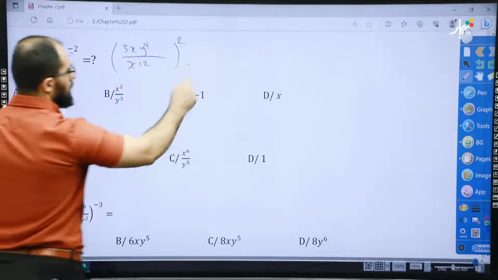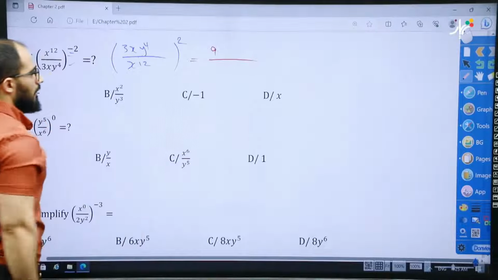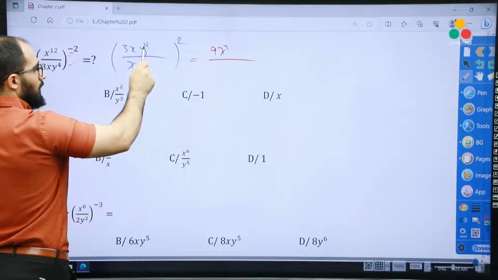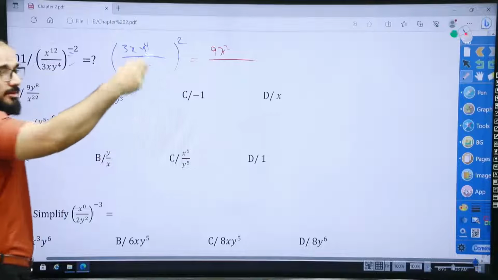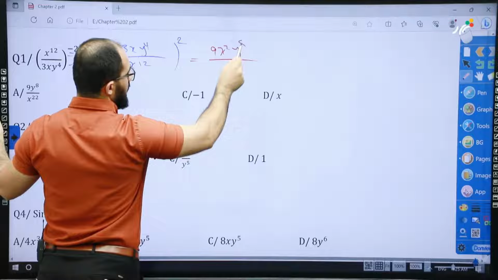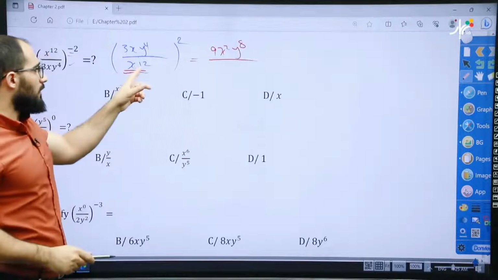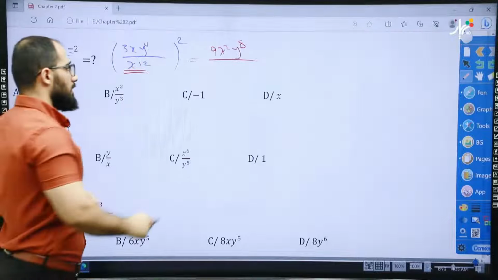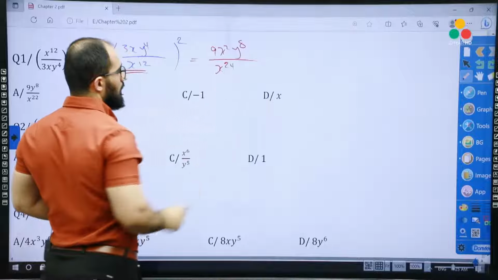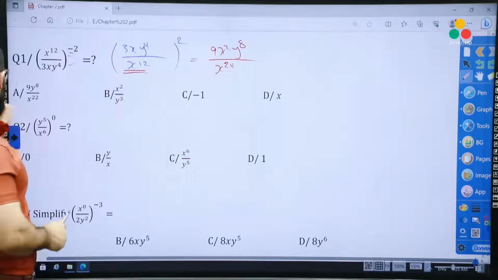It's going to be 3 power 2 is 9. Then x power 2. Y has power 4 and also power 2. It means raising power to a power. 4 times 2 is going to be y power 8. For x is the same, because it has a power to another power, then it's going to be 12 times 2, x power 24.